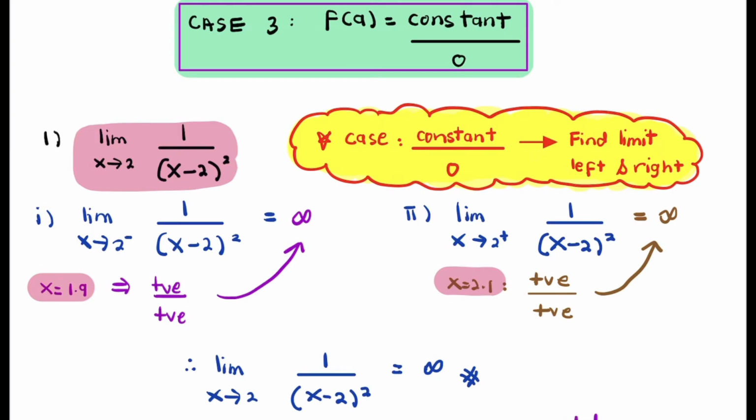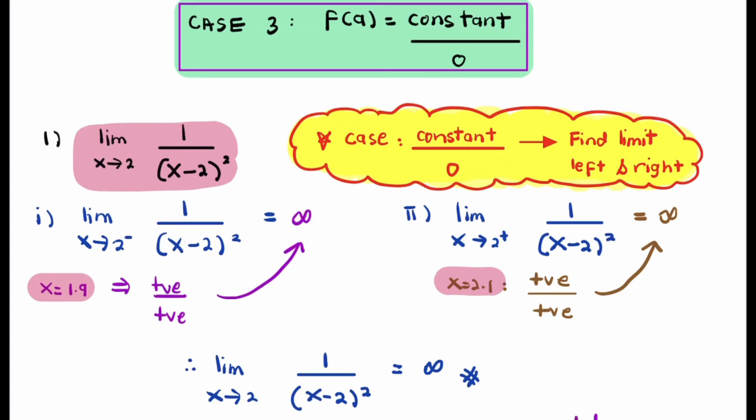Let's start with the left hand side, limit of 1 over (x minus 2) squared as x approaches 2 from the left. So what you should do is take one value 2 from the left. The closest one is 1.9. So let's fill in 1.9 here and check the sign, whether it's positive or negative. Numerator is 1, which is positive. For your denominator, 1.9 minus 2 is a negative number, negative squared is a positive number. So positive over positive will result in positive. So the answer is positive infinity.